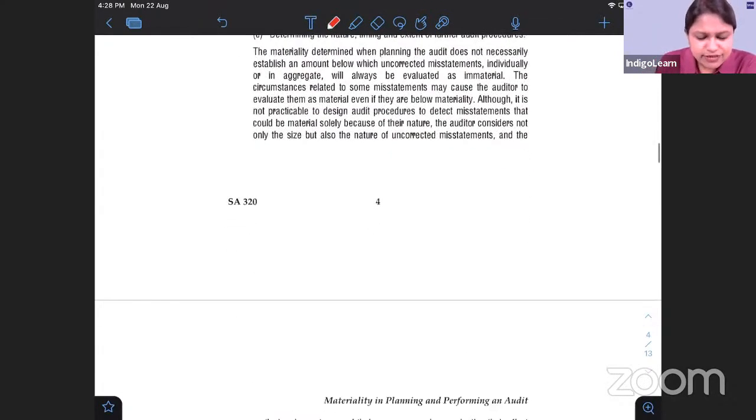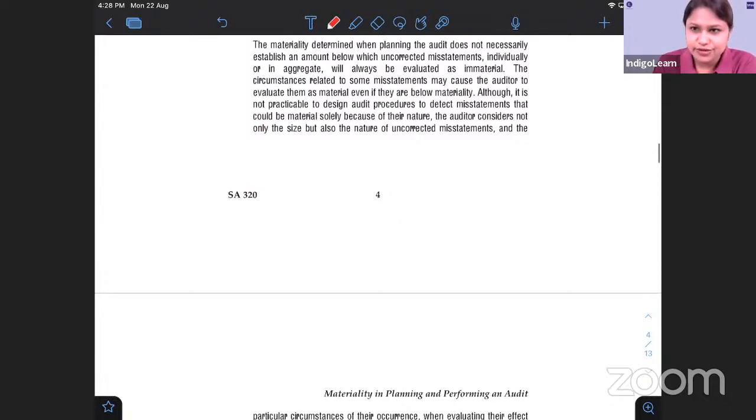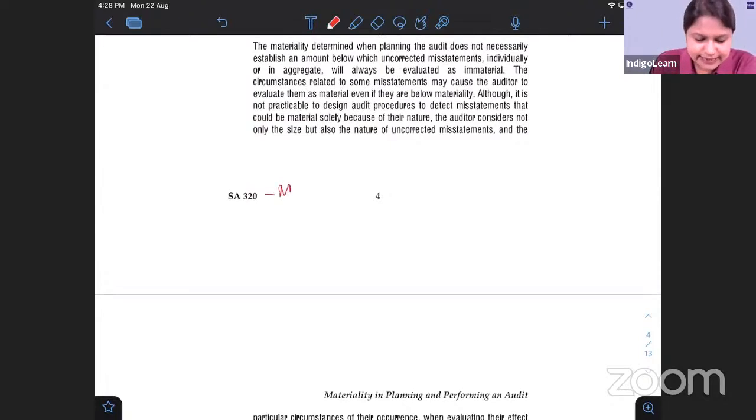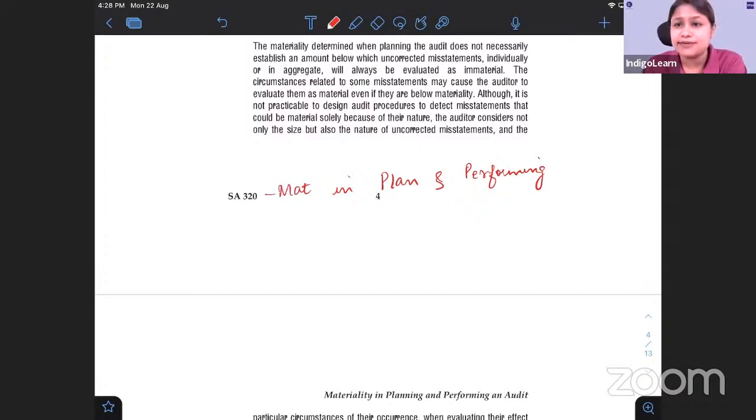Now, I will just take you to the name SA 320, which is telling you Materiality in Planning and Performing the Audit. Why did I repeat it? Because now we are going to understand something very important. Materiality is a concept which the auditor is going to decide, or it is an amount which the auditor will decide at the planning stage, and also he will take into account when he is actually performing the audit. Okay, now, when you start the audit, you basically start with the planning.